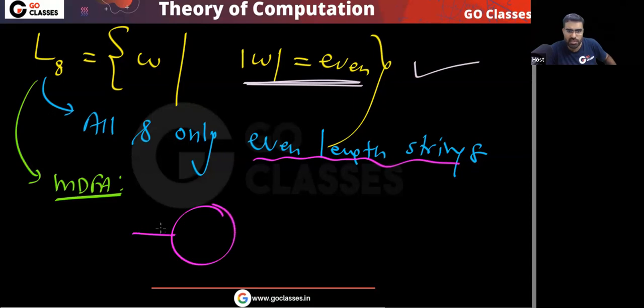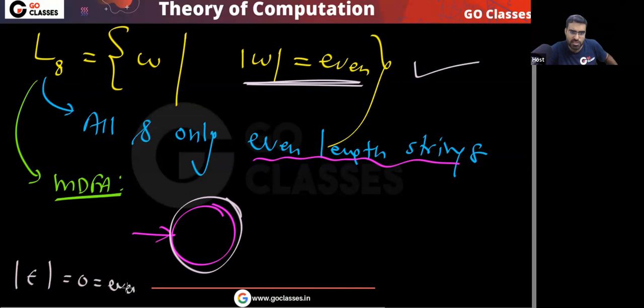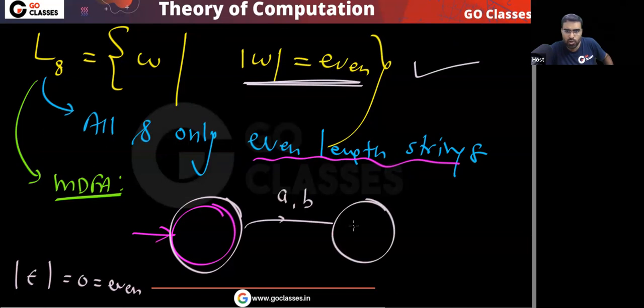So will the initial state be final or not? Yes, because the empty string length is 0, and 0 is even. So I can say the initial state will be final. If symbol A or B comes, then you will go to odd length.